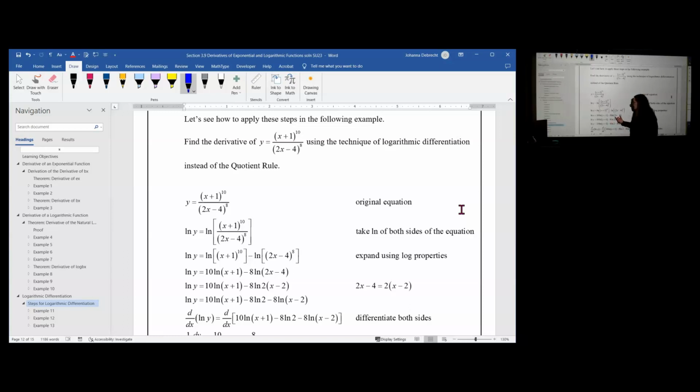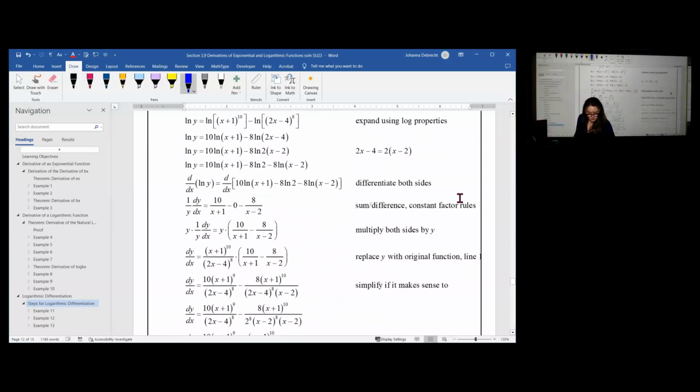And I noticed that I had a common factor of 2, so I rewrote 2x minus 4 as 2 times x minus 2. This gives me the natural log of a product, which splits into a sum, but it's being multiplied by a negative 8. So I end up with negative 8 natural log of 2 minus 8 natural log of x minus 2. Keep in mind that negative 8 natural log of 2 represents one real number, a constant. Now that we've taken the natural log of both sides and we've expanded the natural log as much as we can, we're ready to take the derivative.